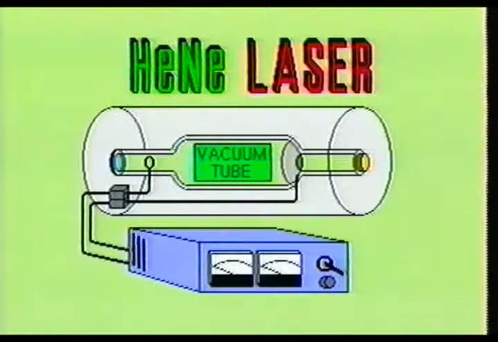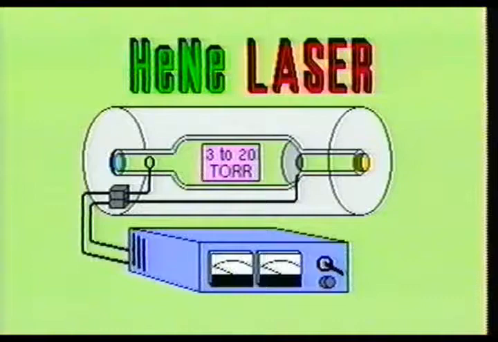Bear in mind that the HeNe device is actually a vacuum tube, and its operation is very similar to that of a standard diode vacuum tube, in that the current will flow from the cathode to the anode. The vacuum inside the HeNe device will typically place the total pressure somewhere in the neighborhood of 3 to 20 torr.